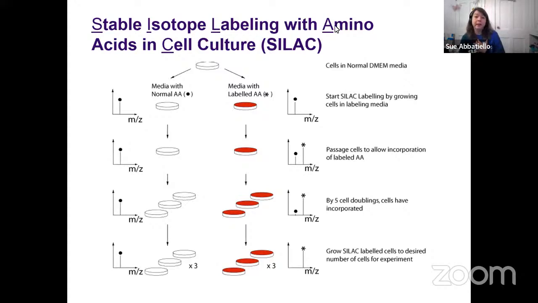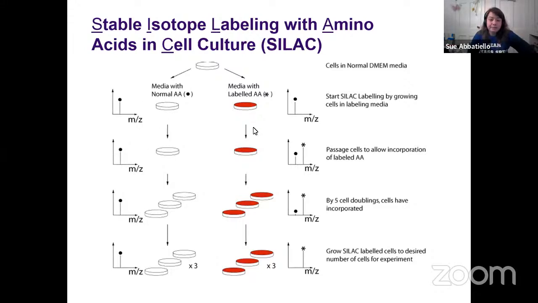So you give them heavy or labeled amino acids in cell culture, and they begin to incorporate those amino acids in their protein sequence. Usually it is lysine or arginine that are incorporated in the media, and then those heavy amino acids are now included in the protein sequence. And when they're digested, they are also in the peptide sequence. So here we've got the normal amino acids on the left, which would be light, and then media labeled with heavy amino acids, which would have the asterisk.